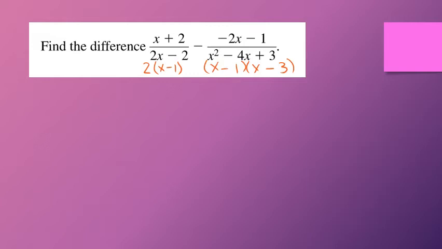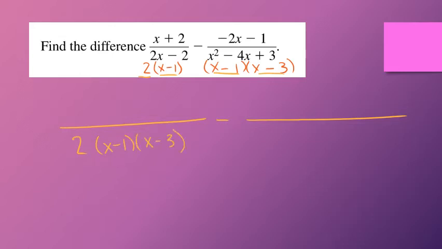Okay, so what we're going to notice is that to find my common denominator, it has to be, again, a combination of everything that's here. So I have to have a 2 in it, I have to have an x minus 1 in it, and I have to have an x minus 3 in it. So again, it will be a, oops, this is subtraction. This will be a combination of everything that's here. So 2 times x minus 1 times x minus 3.